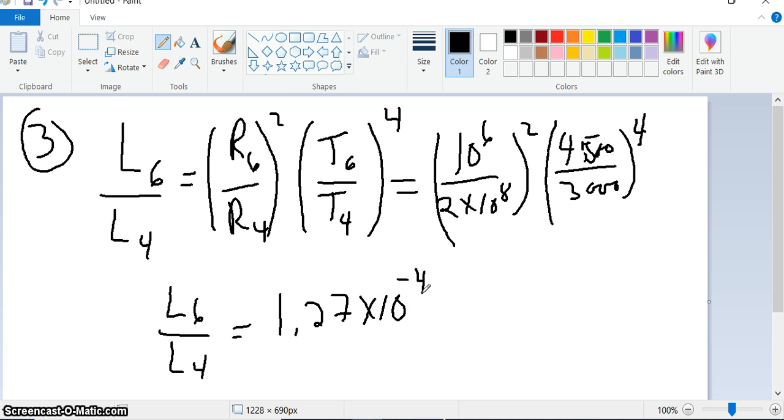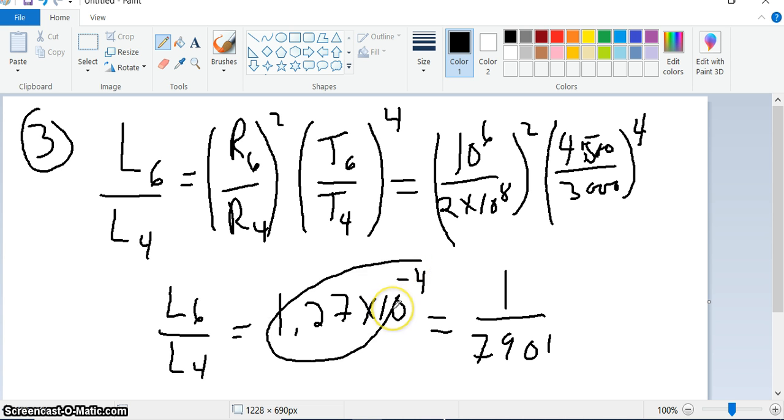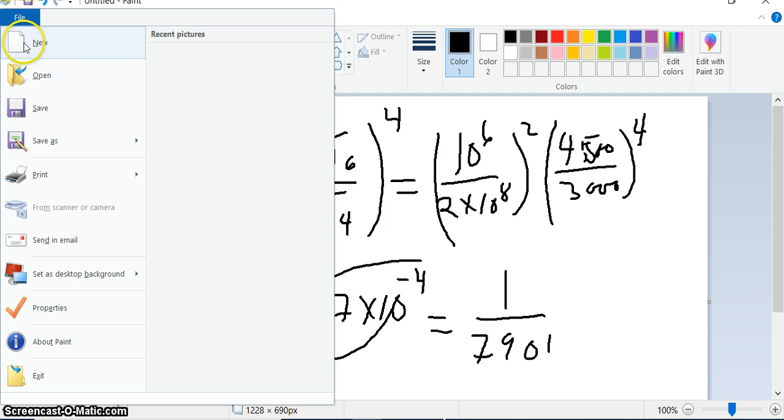Another way of doing this, which is basically the same thing, is if I change this into a whole number. It doesn't really matter. This is also equal to 1 over 7,901. You just take the inverse of this number, and that's what that turns out to be. You'll see why I did that. All right, let's continue this problem.